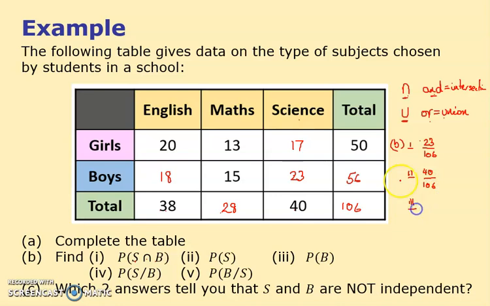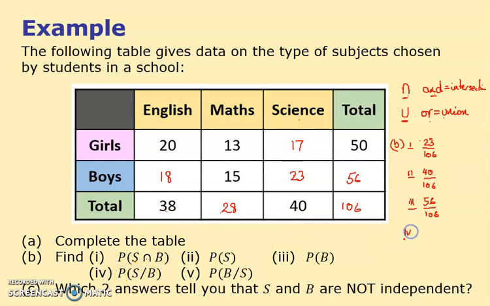3. What's 3 say? Probability of being a boy in this group. Well, I know there's 56. There's no restrictions. 56 boys out of 106. Now, this is the given probability. You can see them there.